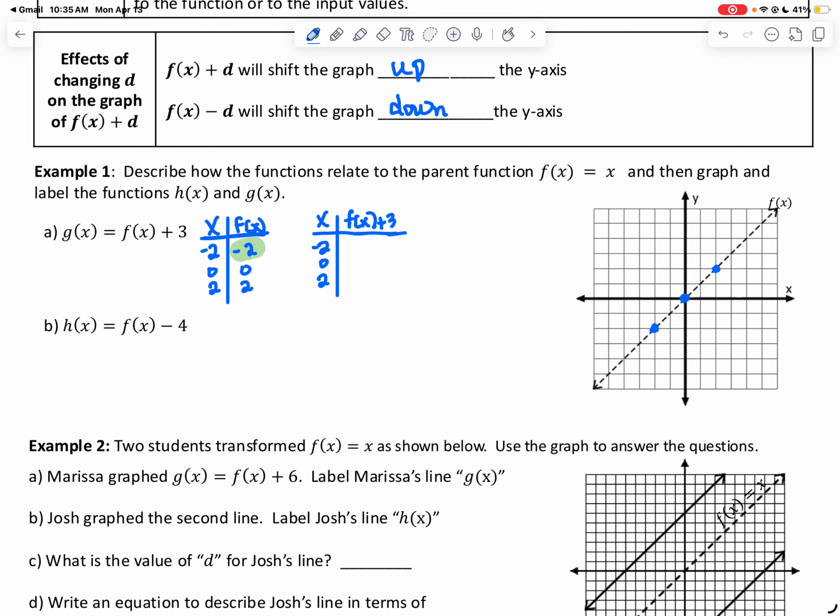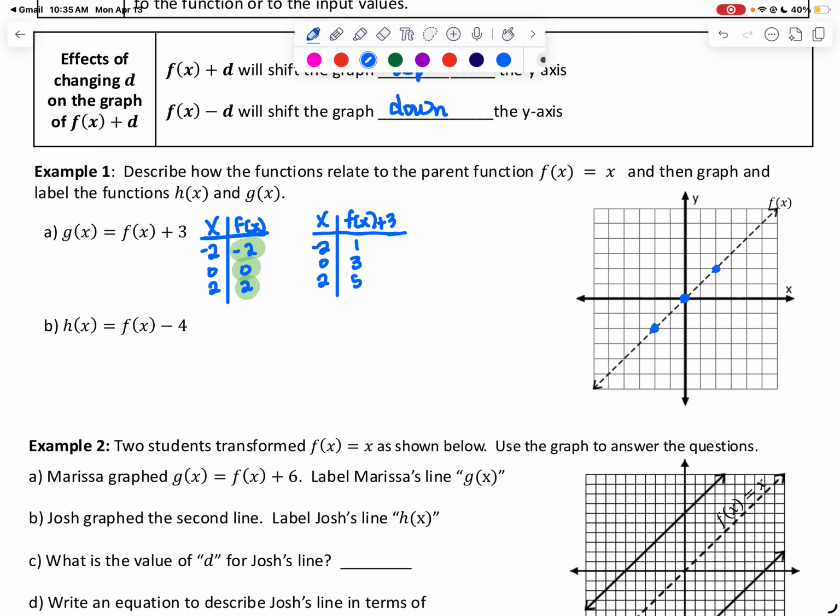And when I do, negative 2 plus 3 would be positive 1. Then I'm going to take my next f of x value, which is 0, and add 3 to that. So 0 plus 3 would be 3. And then I'll take my final f of x value, 2, and add 3 to that, which would give me 5. Now, I'm going to plot this new function, g of x.